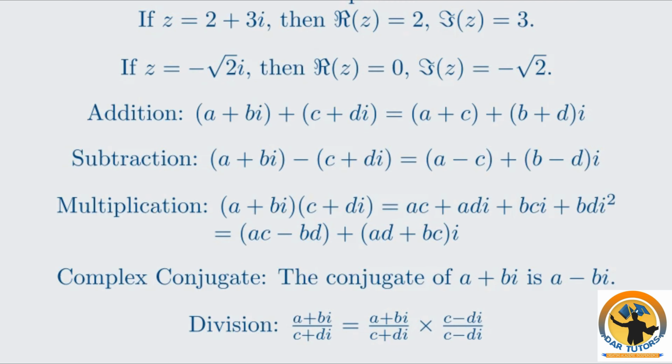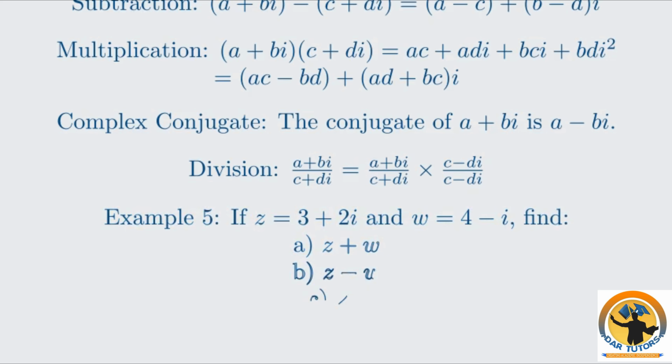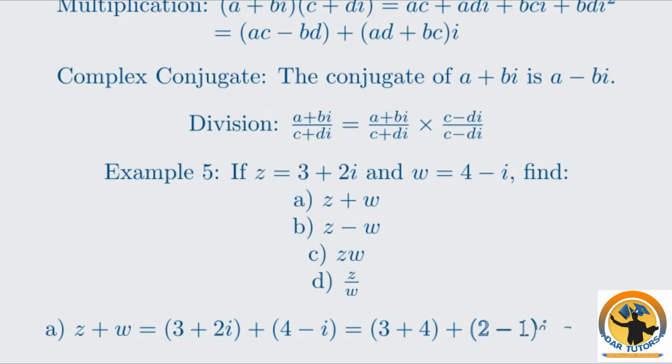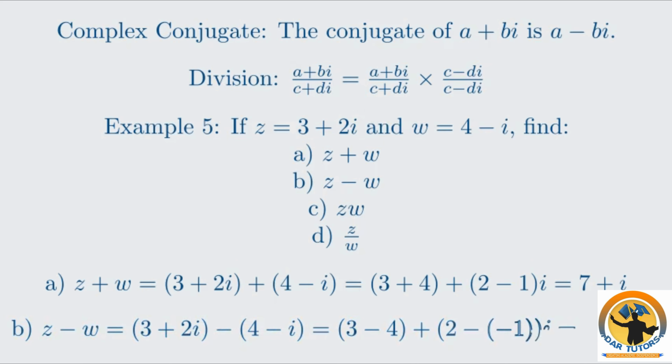Let's work through an example that uses all these operations. Let z equal 3 plus 2i and w equal 4 minus i. We'll find their sum, difference, product, and quotient. First, the sum. We add the real parts, 3 and 4, to get 7. We add the imaginary parts, 2 and negative 1, to get 1. So z plus w is 7 plus i. Next, the difference. We subtract the real parts, 3 minus 4, to get negative 1. We subtract the imaginary parts, 2 minus negative 1, which is 2 plus 1, to get 3. So z minus w is negative 1 plus 3i.